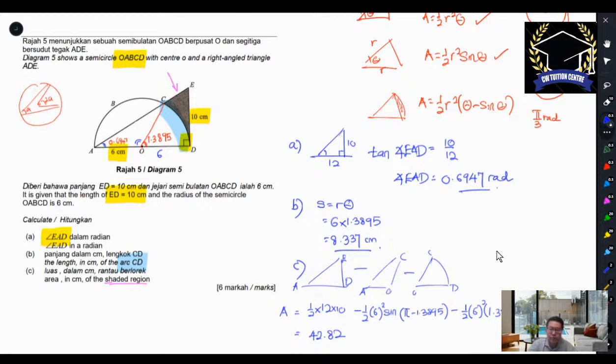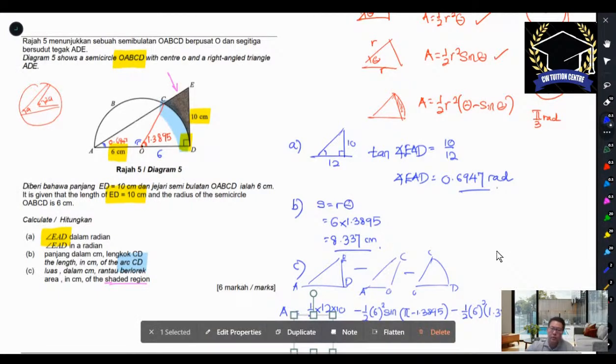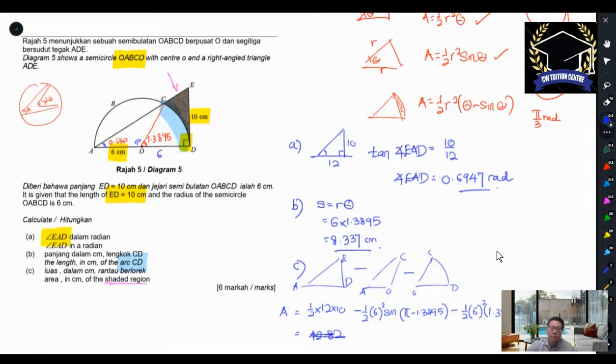Half. That is 60 minus 0.5 times 36 times sine pi minus 1.3895. Then minus 17. I pressed wrongly. Okay. 17.28 cm squared. That will be the answer. Okay.